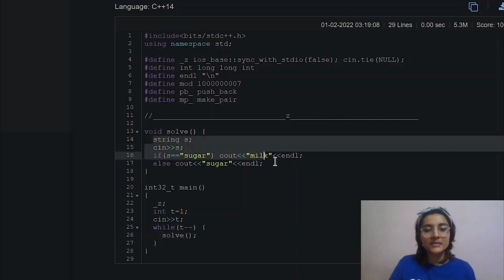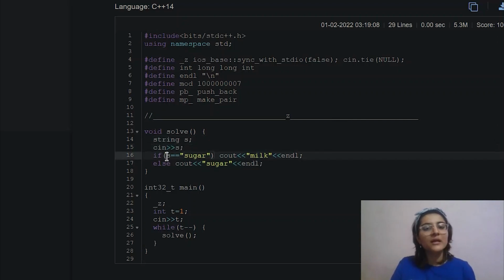So what am I doing inside solve? I'm declaring a string, I'm taking it as the input, and I'm checking if it is equal to the string sugar. If it is, then I'm outputting milk on my console. Otherwise, I'll output sugar, because if the string is not sugar, that means it is definitely milk. When it is milk, I need to output sugar instead. Like I said, there are no other strings that are given, so you don't need to worry about anything else. That's why only an if else is used, not an if, else if, and else. That's about it for the code.